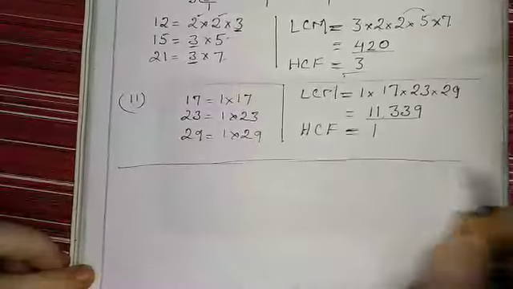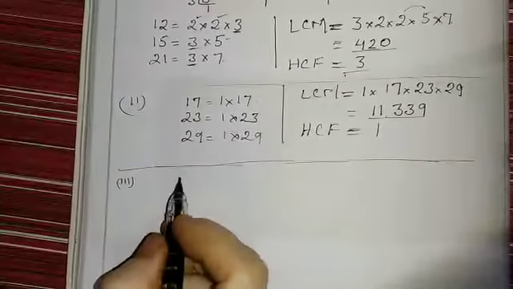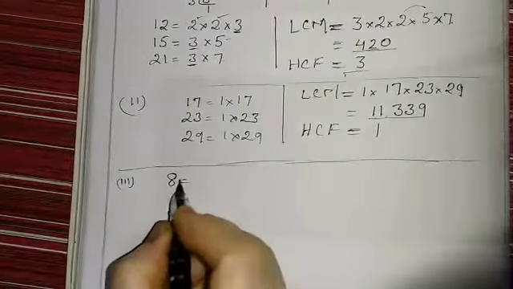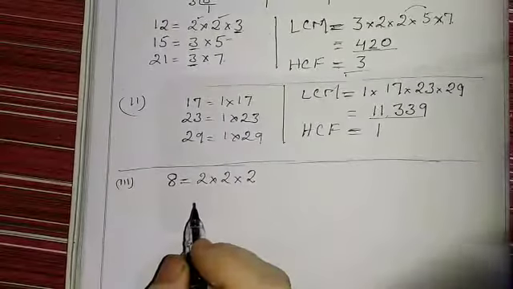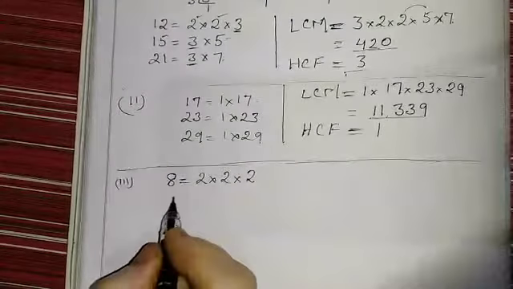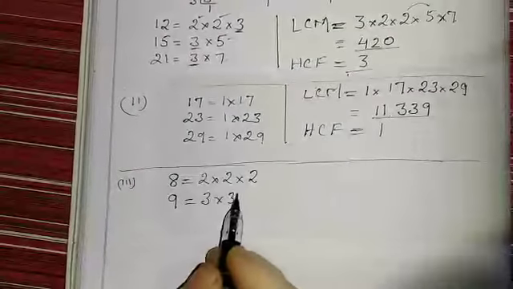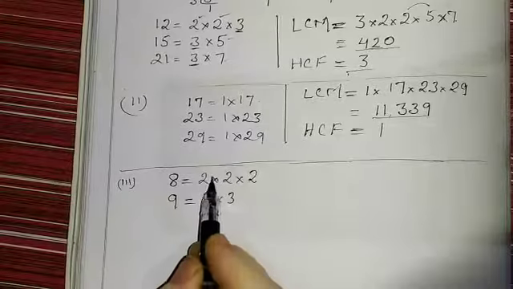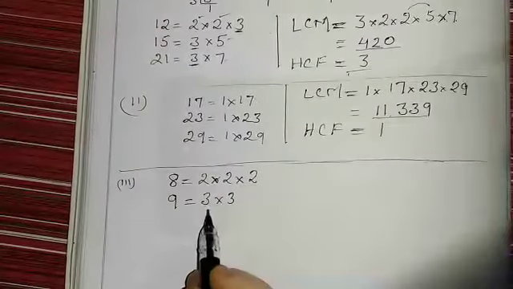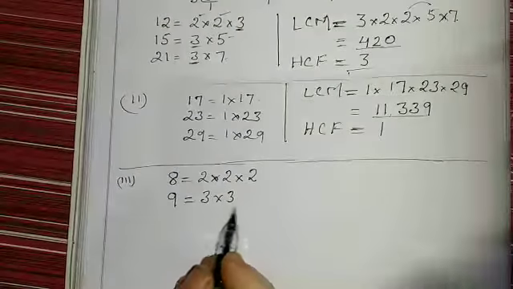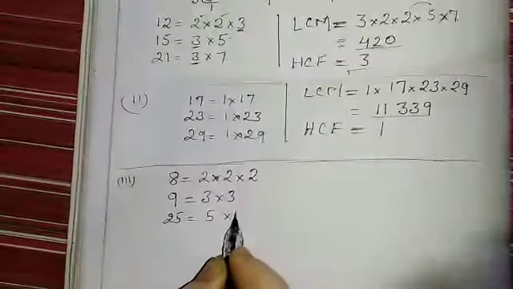Now solve another question. Third one. 8, 9 and 25. You can write directly 8 is equal to 2 into 2 into 2. And 9, 3 into 3. All the factors must be prime. Prime factorization means you have to distribute the numbers into prime numbers, prime factors. 9 is equal to 3 into 3 and 25 is equal to 5 into 5.